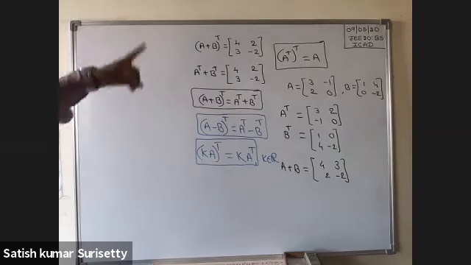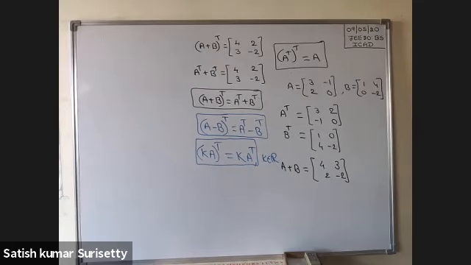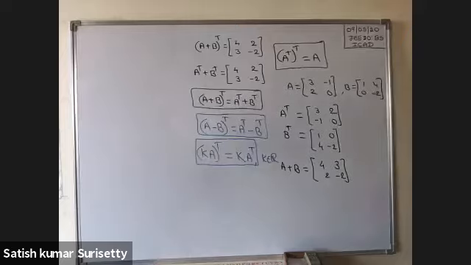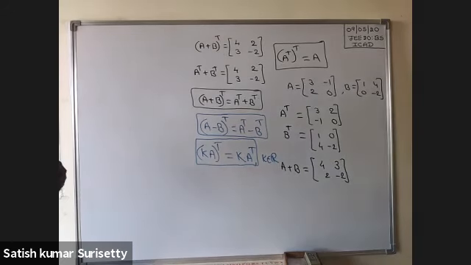So what are the properties of transpose so far? What is the first property? A transpose whole transpose equal to A. Second, A plus B whole transpose equal to A transpose plus B transpose. Next, A minus B whole transpose equal to A transpose minus B transpose. K into A whole transpose equal to K into A transpose.